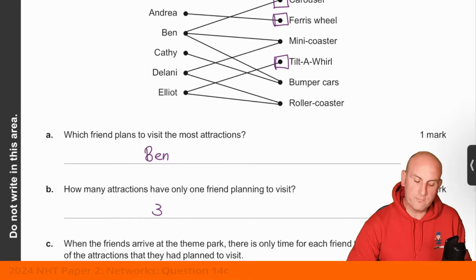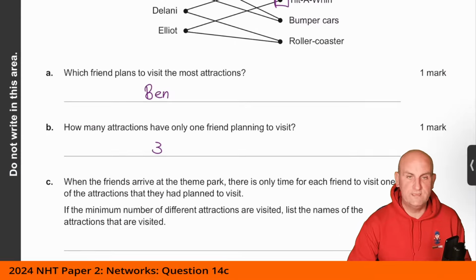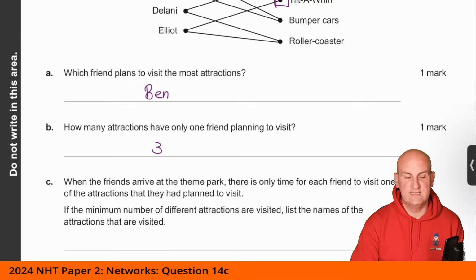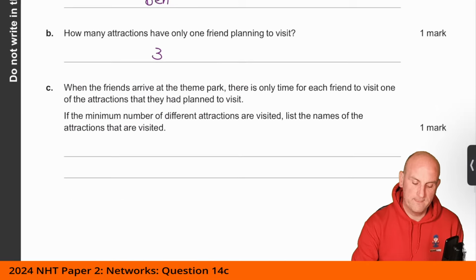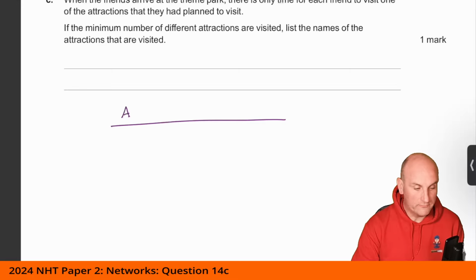3. When the friends arrive at the theme park, there is only time for each friend to visit one of the attractions that they planned to visit. If the minimum number of different attractions are visited, list the names of the attractions. Oh, the minimum number. Okay. So what I did here was say, well, Andrea, Ben, Kathy, Delaney, and Elliot.